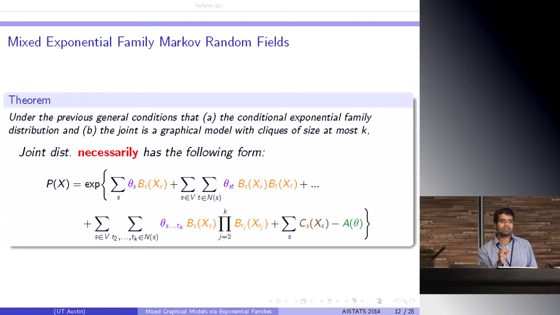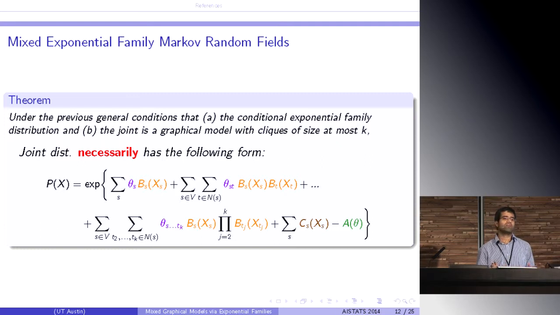Given that the node conditional distributions are exponential families, arbitrary exponential families, and the joint distribution factors, where the factors have size at most k, it turns out the joint distribution necessarily has this form, where the factor of size k is this very easy to see form, a tensor product. It's just a product of univariate functions. And what are these univariate functions? Precisely the univariate sufficient statistics arising at the node conditional distributions. That's it. All the factors are just products of univariate functions.